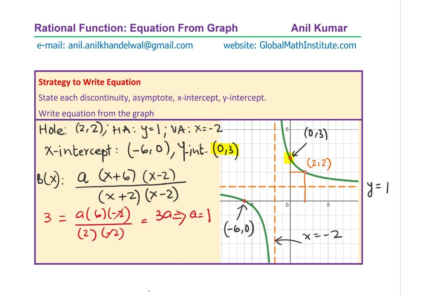Since a is equal to 1, we can now finally write down our function, and we have this function b of x, the rational function, will be x plus 6 times x minus 2. Now x minus 2 cancels, so we need not write this. Perfect? But anyway, you may include it in the final answer as your hole is there, so you have to write it, and we can write this as x plus 2 times x minus 2, right?